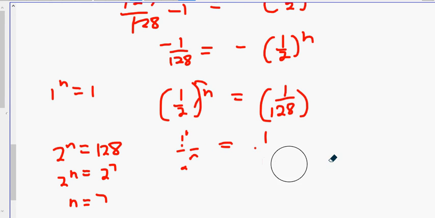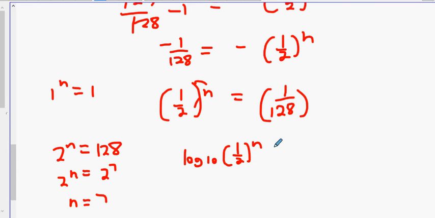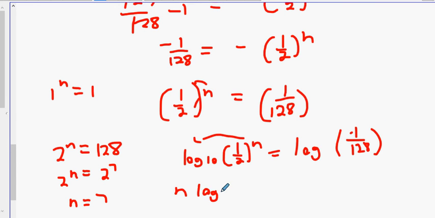Back up here, what you could have done is you could have logged both sides if you really wanted. So you could have done any log of your choosing. So log base 10 of a half to the power of n equals log of 1 over 128. Move the n to the front. n log base 10 of a half equals log of 1 over 128.